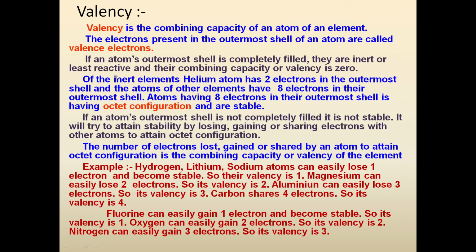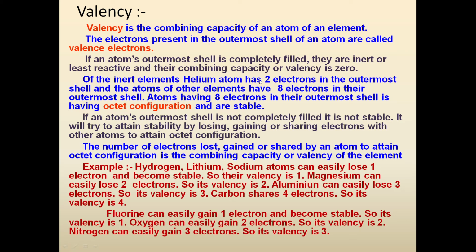If the atom's outermost shell is completely filled, then the atoms are inert and they are least reactive. Their combining capacity will be zero. It means valency will be zero because the outermost shell is completely filled. So there is no need of any chemical reaction further. That is why these atoms are inert or least reactive and the combining capacity or valency is zero. For example, we have the inert element helium.